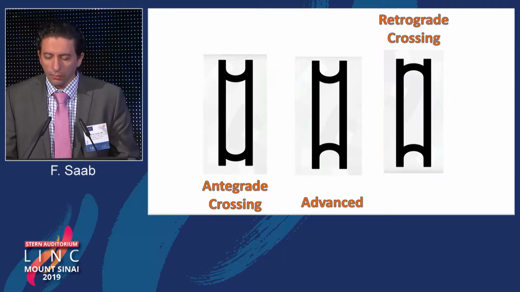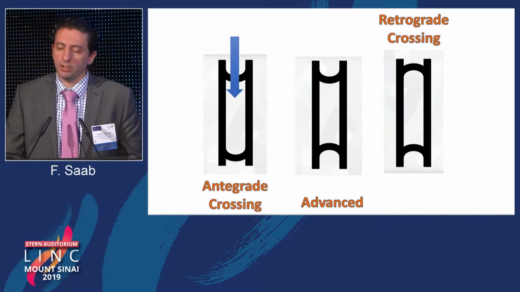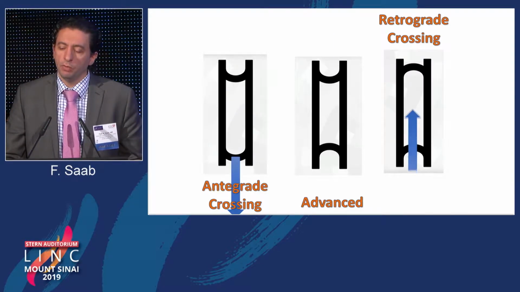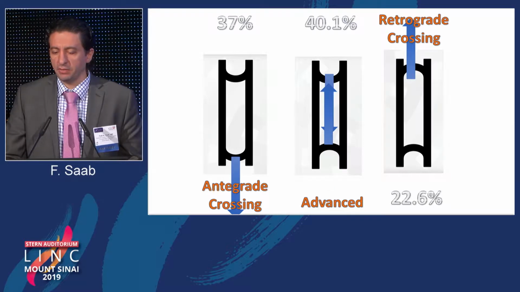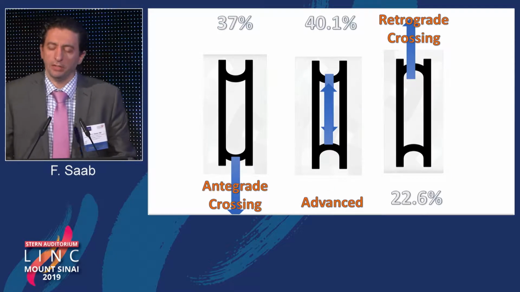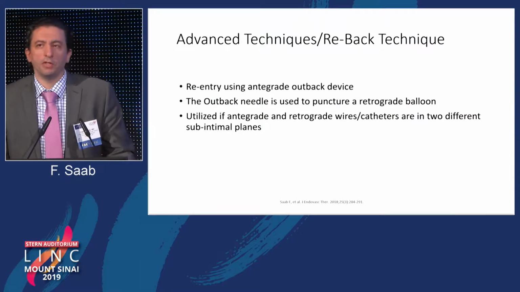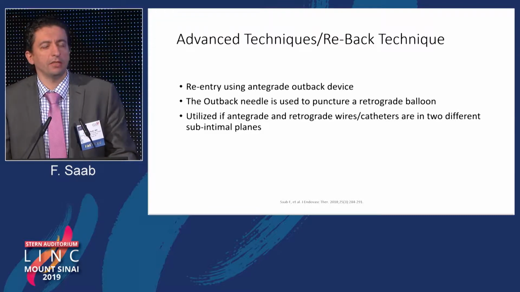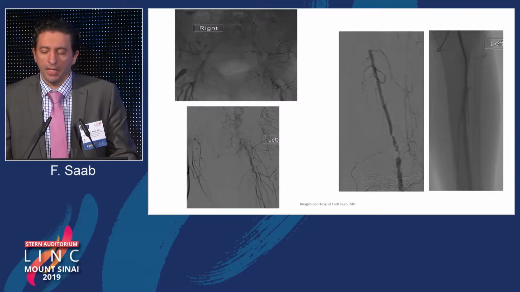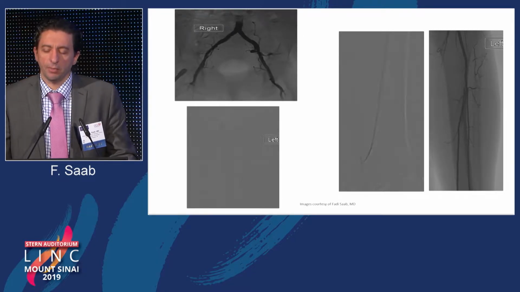Top of the screen is the common femoral artery, bottom of the screen is the foot of a patient. And in it, we tracked how often we crossed those lesions in an antegrade fashion, in a retrograde fashion, and what we describe as advanced techniques, meaning requiring antegrade and retrograde access. About 40% of the cases required antegrade and retrograde crossing. So to touch on one of those advanced crossing techniques, what we call the Readback technique is utilization of the Outback device in an antegrade fashion, aiming for a retrograde balloon in a subadventitial plane.